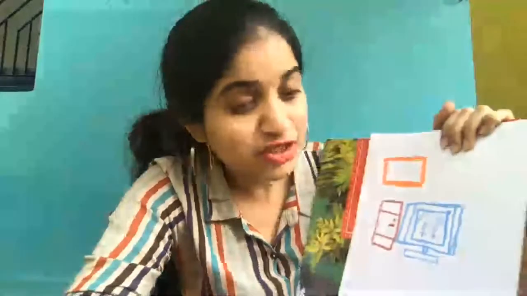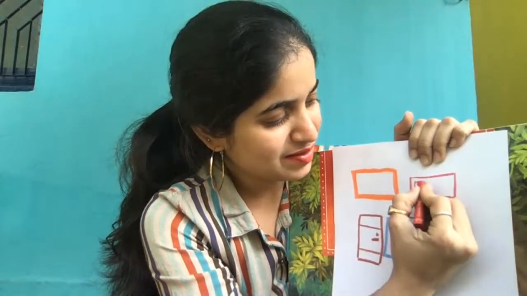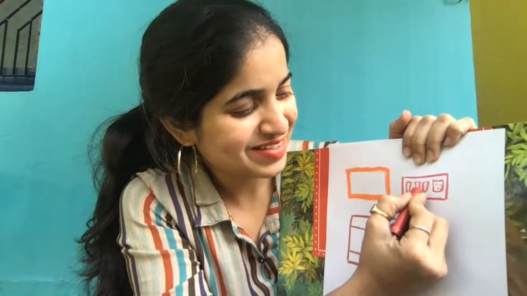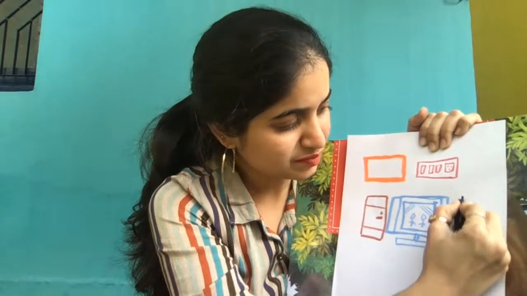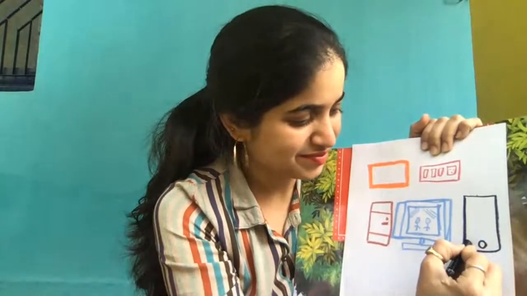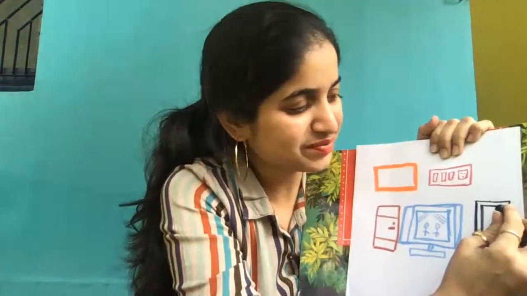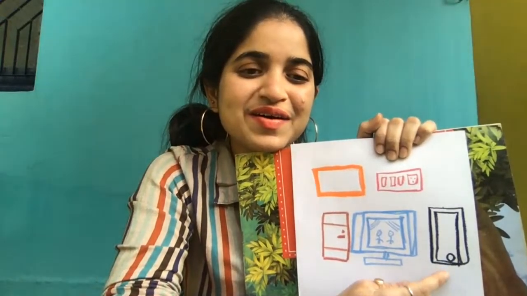Everybody finished drawing? Switchboard, okay, good. See, this is a switchboard. These are the switches. Mobile phone, very good. This is the mobile phone. What is this? This is a mobile phone.